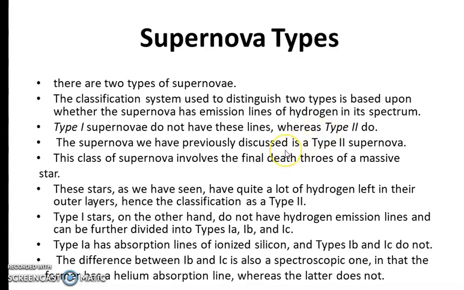The supernova we have already discussed before was a type 2 supernova, and this class of supernova involves the final death stages of a massive star. These massive stars have quite a lot of hydrogen in their outer layers, and therefore in the spectrum of this type 2 supernova there will be hydrogen emission lines. But type 1 supernovae do not have hydrogen emission lines in the spectrum, and they are further divided into type 1a, type 1b, and type 1c.